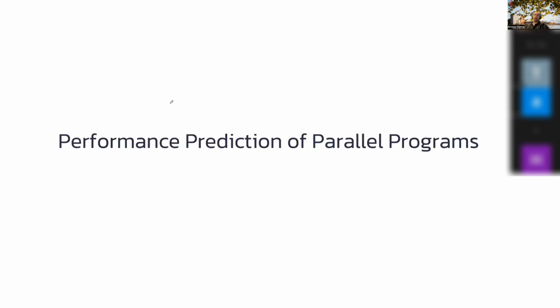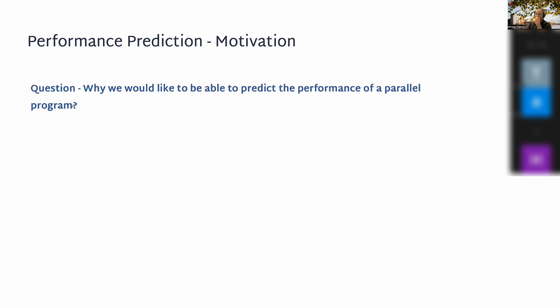Okay, so now that we know about performance metrics, which were speedup, efficiency, and scalability, we can now theoretically predict the performance of parallel programs. But let's see why we actually want to predict performance. Why not just implement a parallel program and just measure the speedup and efficiency and scalability? So we want to know the motivation.